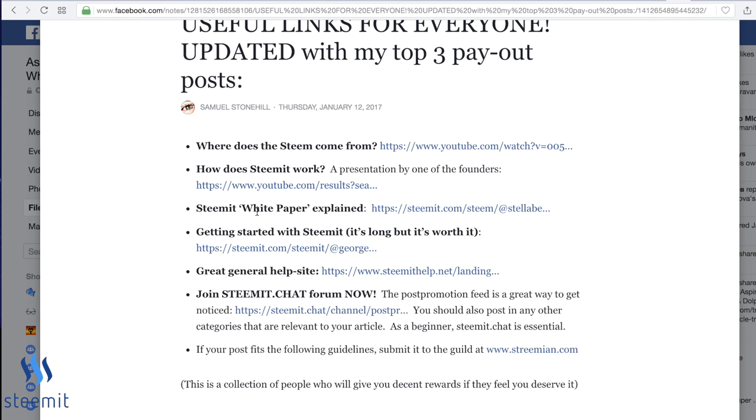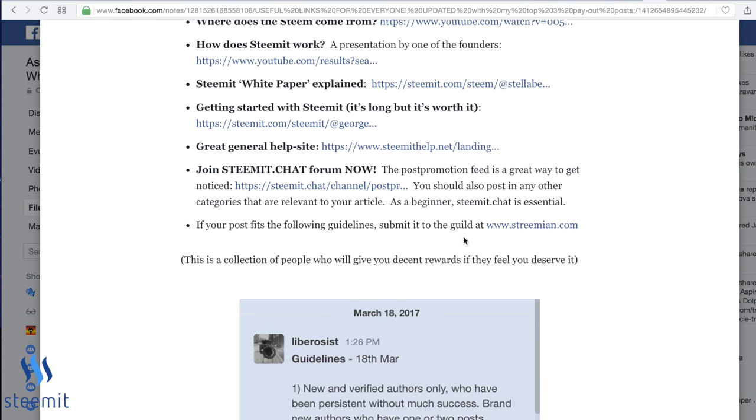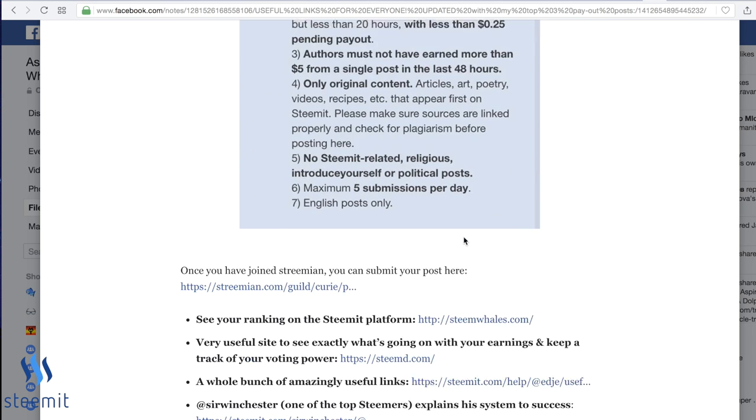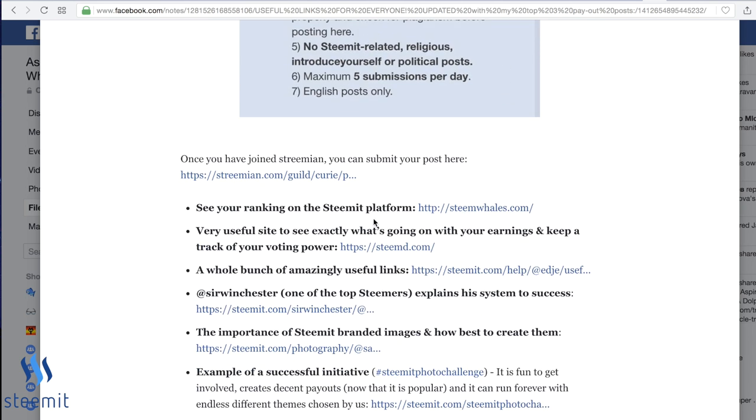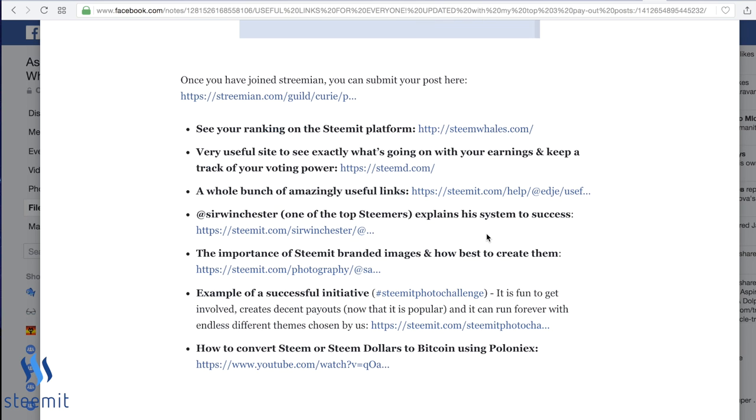So all cryptocurrencies have a white paper which talks about their intentions, like a manifesto for the currency. Getting started with Steemit, this is a really good one. General help site. This tells you everything you need to know about Steemit. But yeah, in that document, you've got loads of useful stuff. How to post promote. So I didn't talk about that.